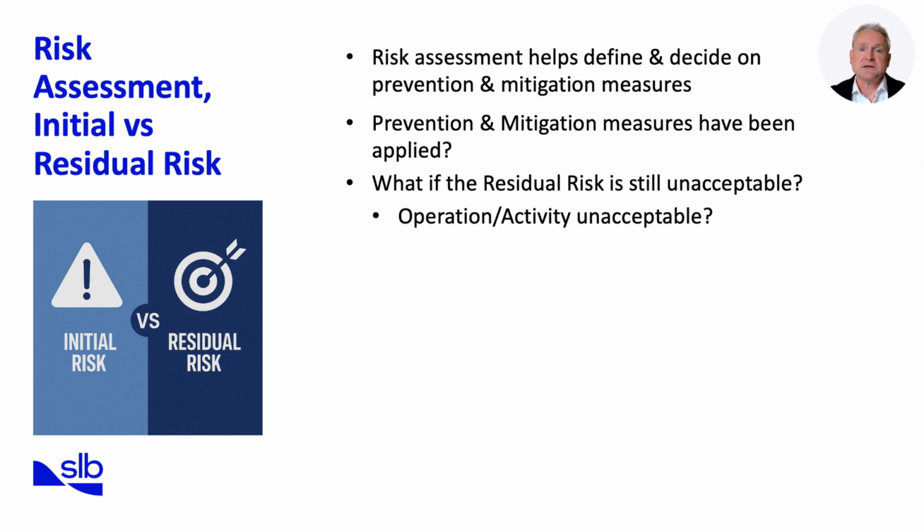The key question is whether this residual risk is acceptable. If residual risk is still unacceptably high, the operation or activity may not proceed. For example, if even after installing redundant barriers, the chance of a blowout remains above the organization's risk tolerance, the design must change or the project abandoned. The slide emphasizes this decision point. It reminds us that applying controls does not automatically make an operation acceptable.